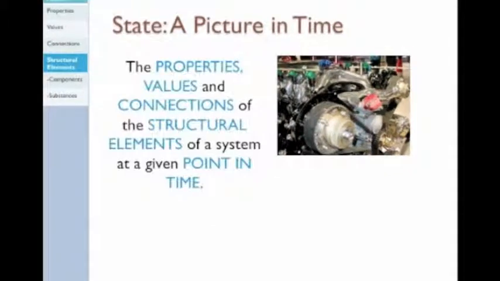A state describes the properties, values, and connections of the structural elements of a system at a given point in time. We can think of the structure model, then, as a complete description of the initial state of a system. We'll see this concept of the state of a system used much more for both function models and behavior models.